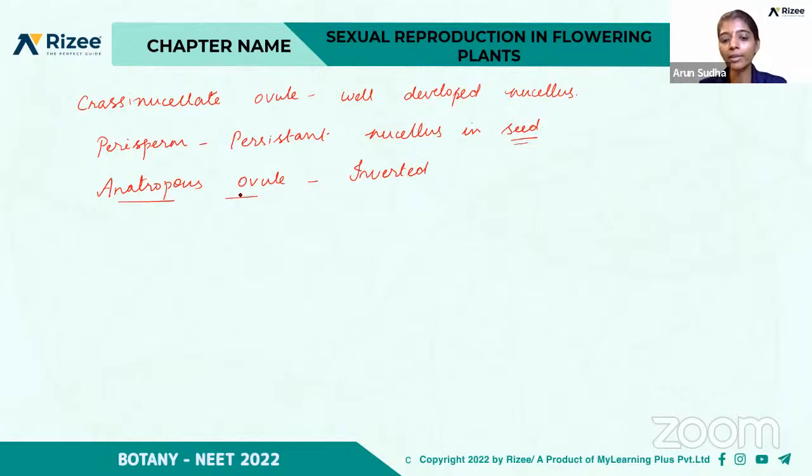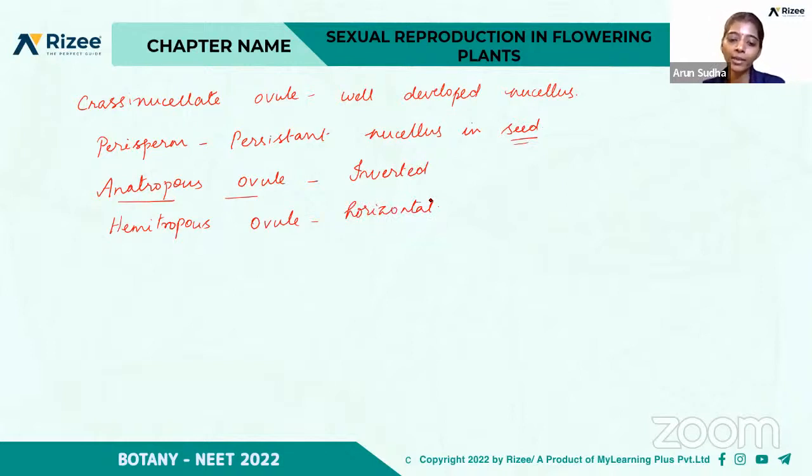Then horizontally oriented ovule in angiosperm is called amphitropous, hemitropous, campylotropous, or anatropous. So what is the right option here? Again, B is the right answer. That is, hemitropous ovule is also called horizontal. Okay.